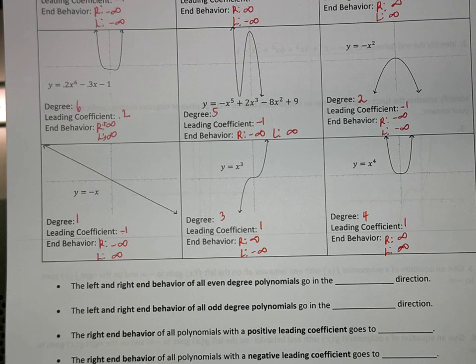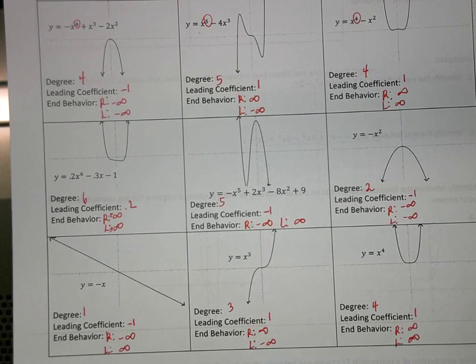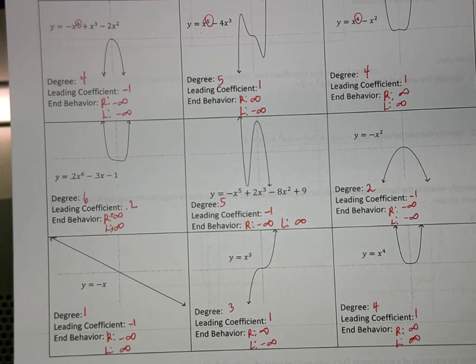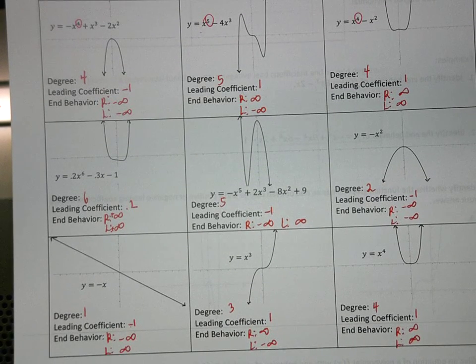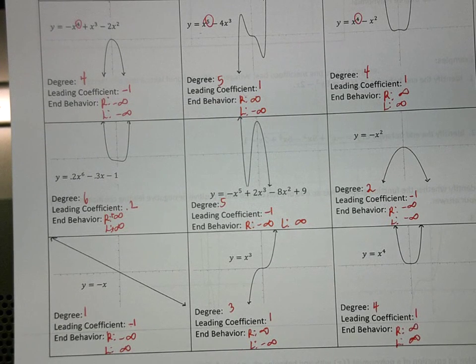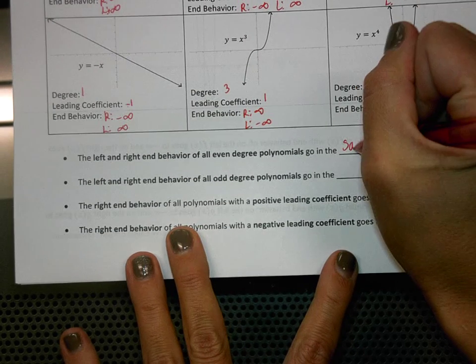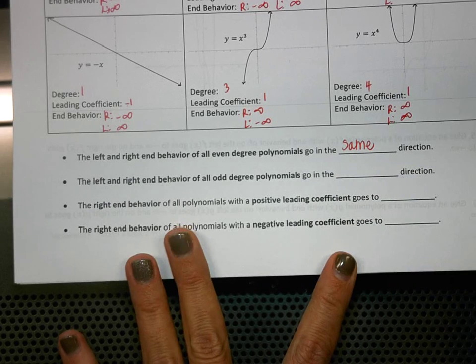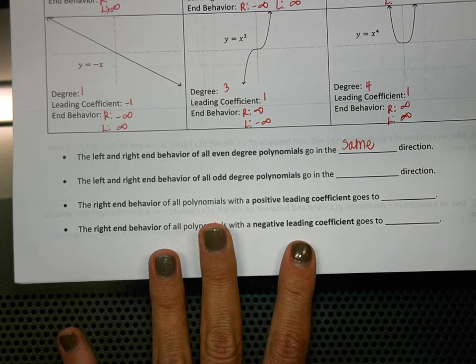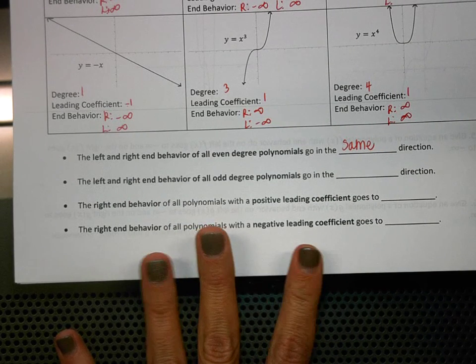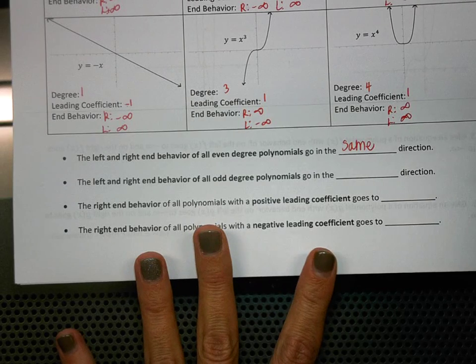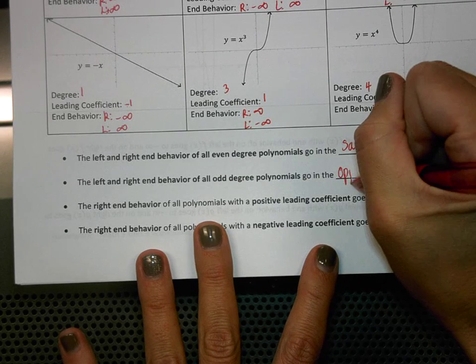So let's look. It says the left and right end behavior of all even degrees. So go back and look at all even degrees, and what do you notice about their end behaviors for every even degree? That's it. They all go into the same direction. So what happens on all of the odd degrees? So go back and look at all the odd numbers. Very good. They do. They go in opposite directions.